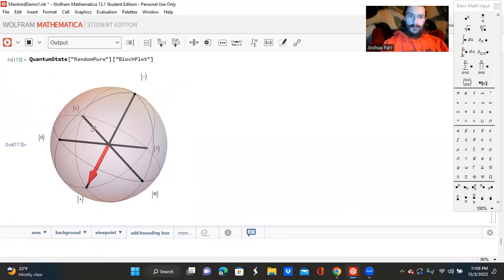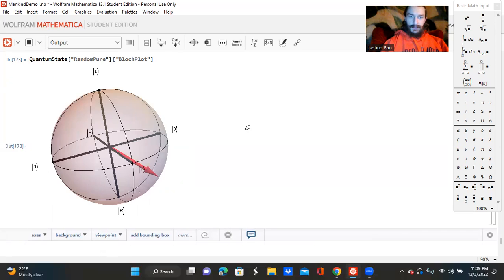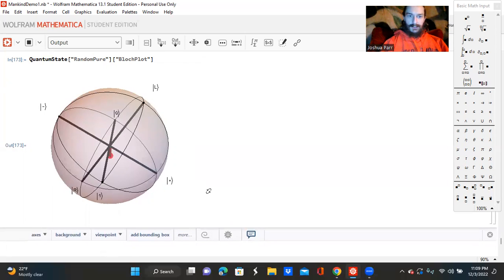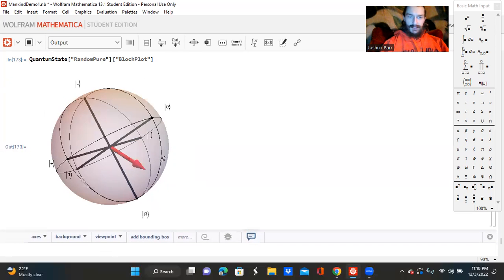You can also incorporate, say, theta here and negative theta down here, or you could have e to the i pi and then negative e to the i pi. You can really use the Bloch sphere in all sorts of different ways. So now I have this particular state.